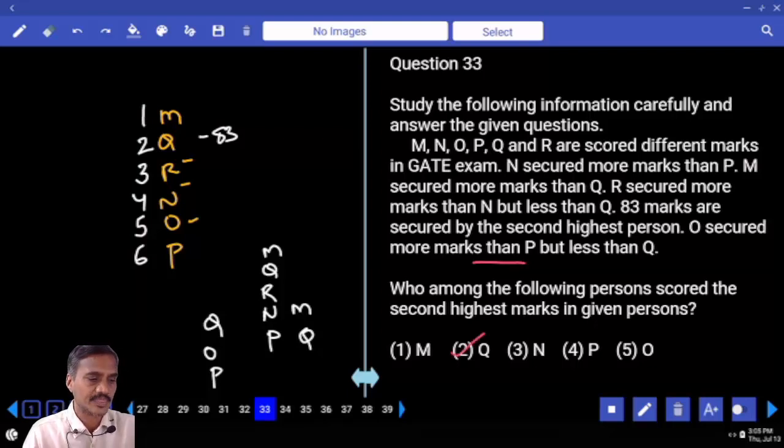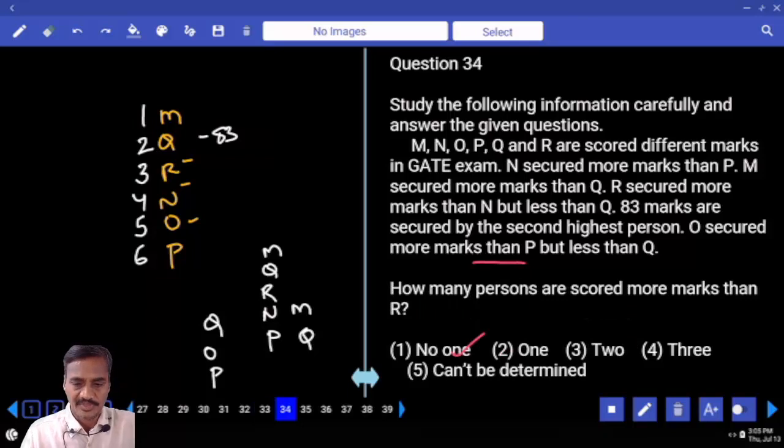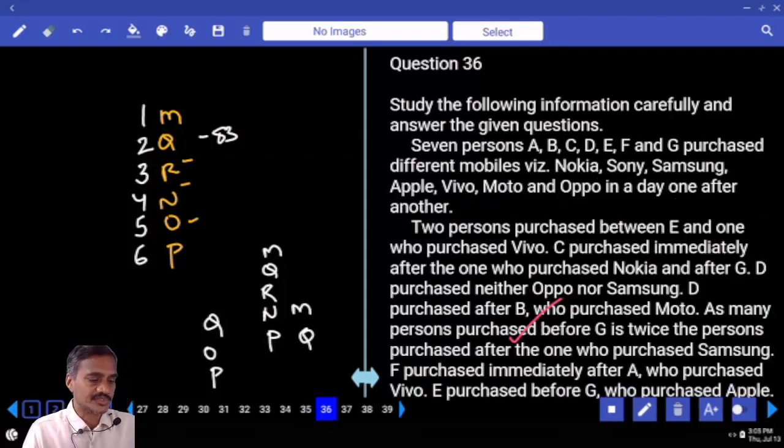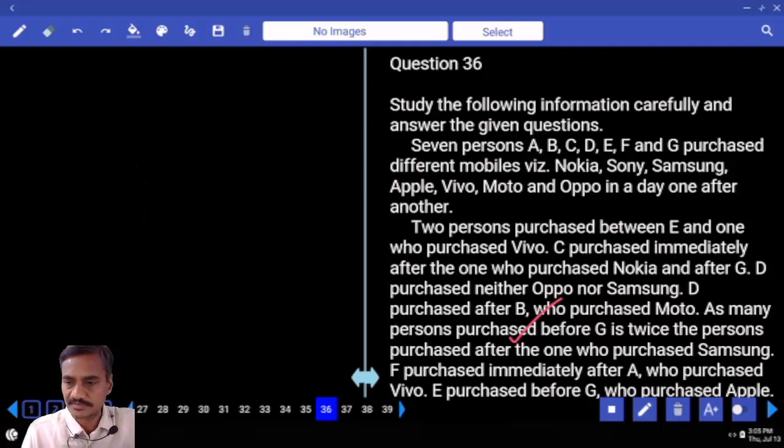33, that is choice. Then 34, how many persons secured more marks than R? Now more marks than R, cannot be determined, because R can be at the 3rd or the 4th place, hence cannot be determined, choice. Then 35, possible marks scored by M, more than 83, 87 choice. Clear? Then 36 onward. Now 36 to 40, it is based on floor.